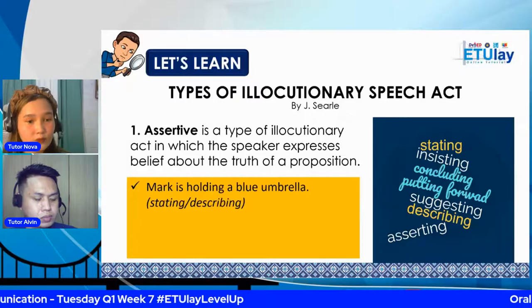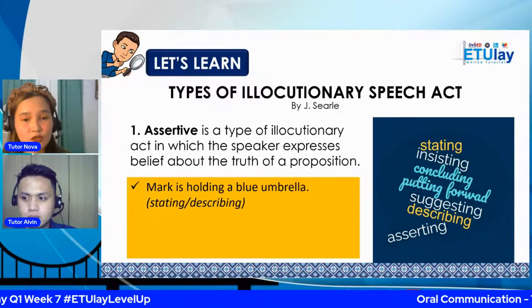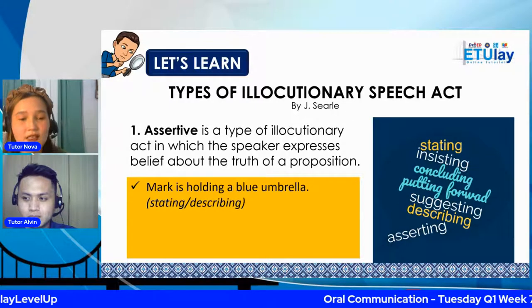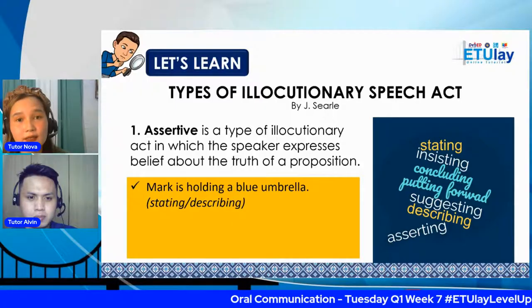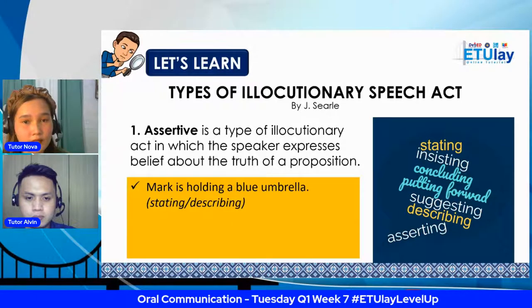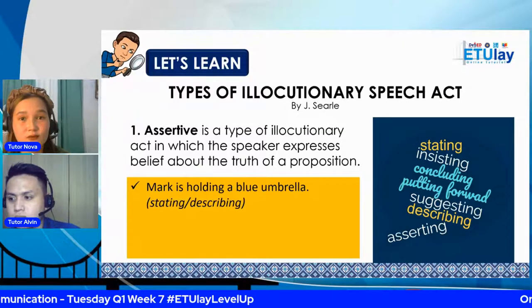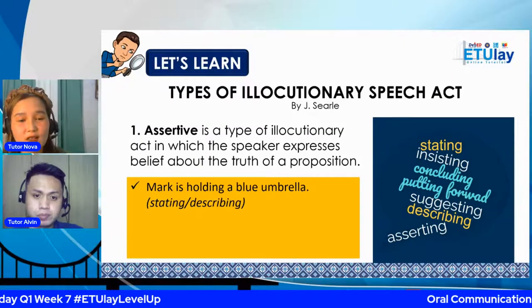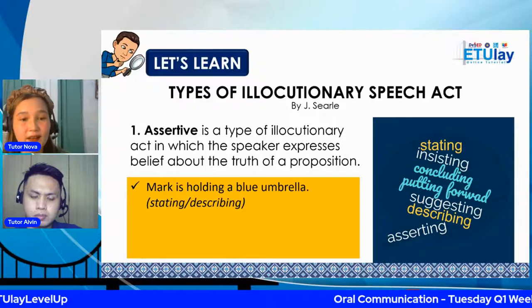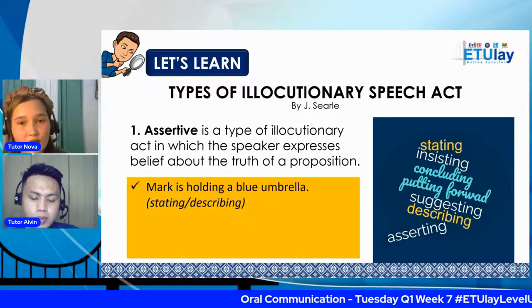Now, the examples that we have under the assertive illocutionary speech act is, say for example, nakita mo si Mark, tapos Mark is actually holding a blue umbrella. So what you should do is that's to basically describe what you saw. So Mark is holding a blue umbrella. Now that is the assertive illocutionary speech act.